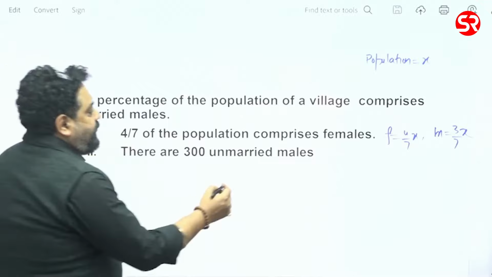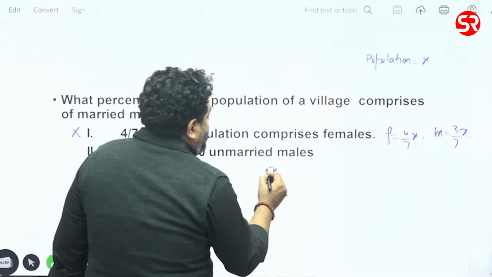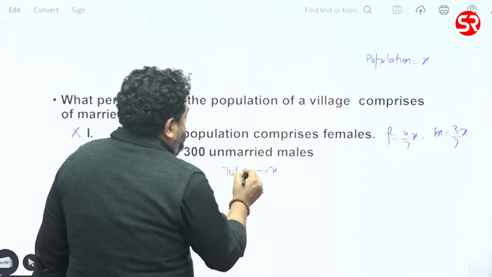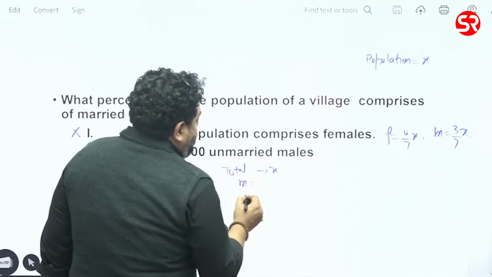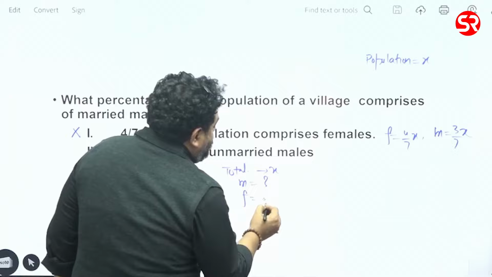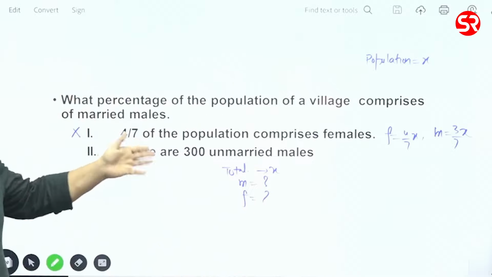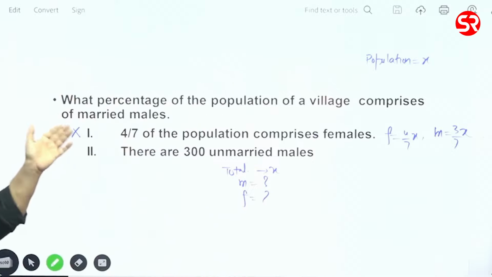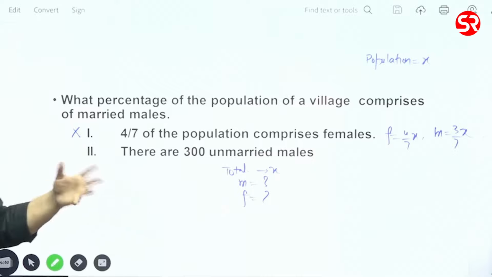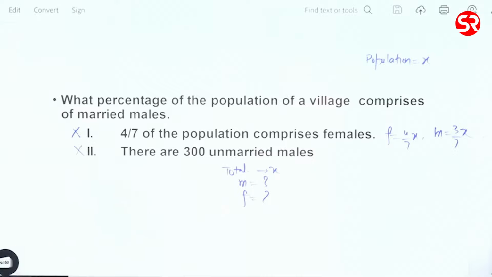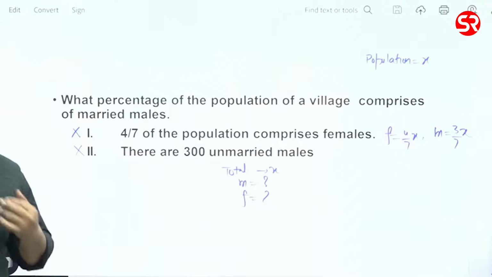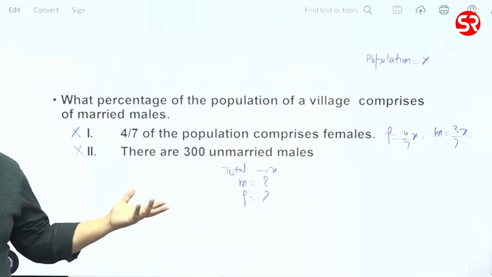So total population is X. Total is X. So how many are males? How many are females? We don't know. So how can we say 300 are unmarried? So how would you be able to find the percentage of population that comprises of married males? Not true. First, not giving you answer. Second, not giving you answer. Were you able to do it till here?